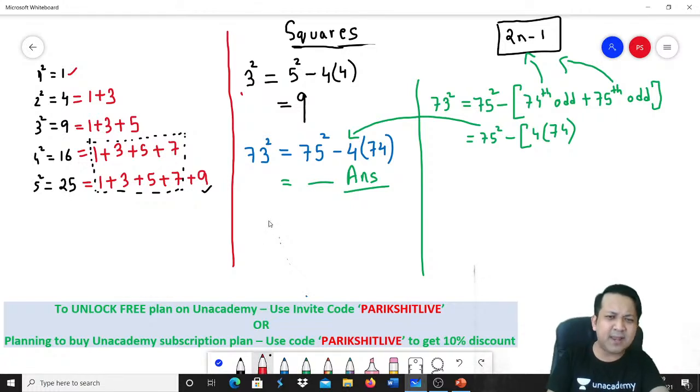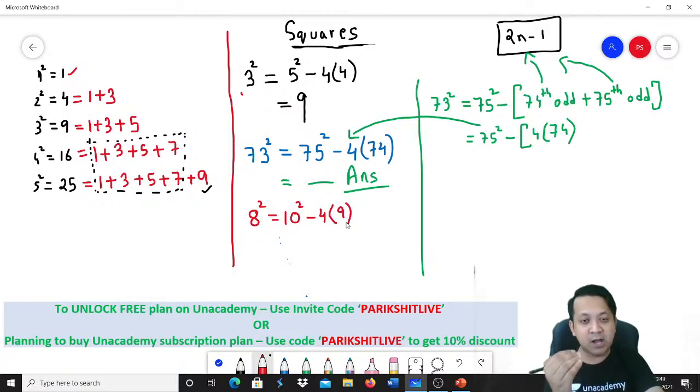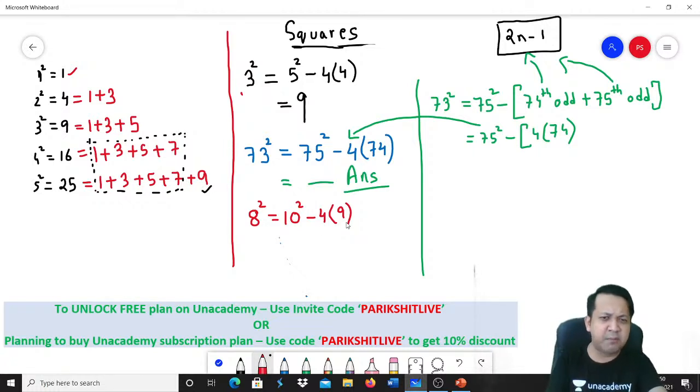Let's take another example. Let's say you forget something in the exam. Immediately you can derive 8 square. What is 8 square? 8 is very close to 10. So I'll immediately say 8 square is equal to 10 square minus 4 times 9. Why 9? Because 10 square has got 2 extra terms. What are those extra terms? The 9th odd number plus the 10th odd number. So the shortcut is 4 times the smaller number. So 100 minus 36, which is 64.